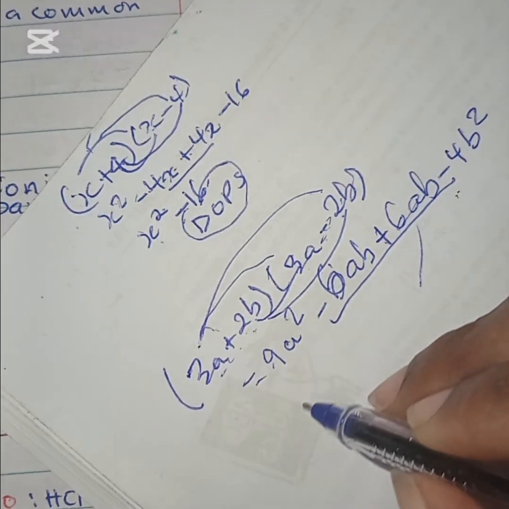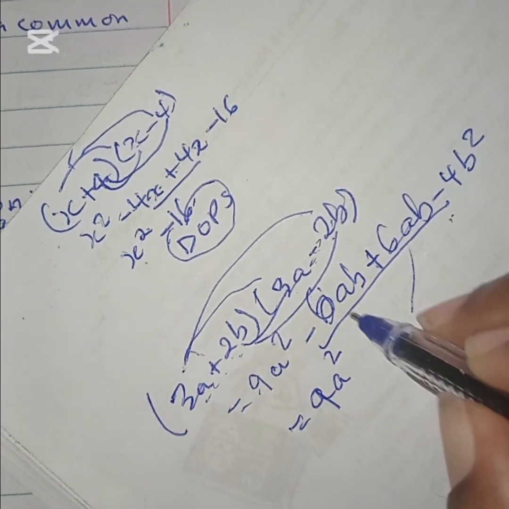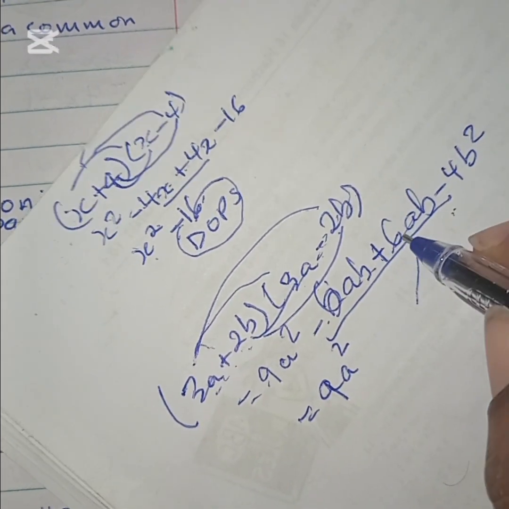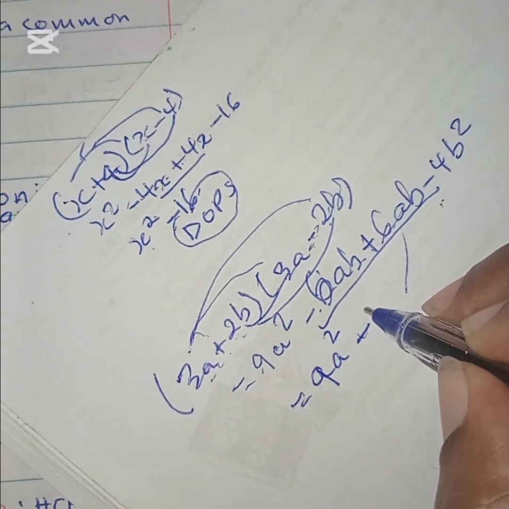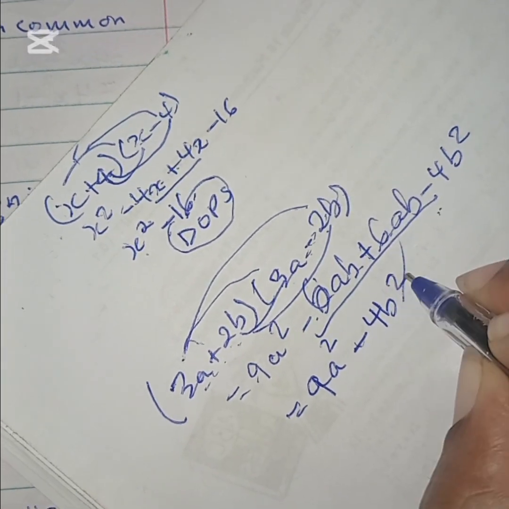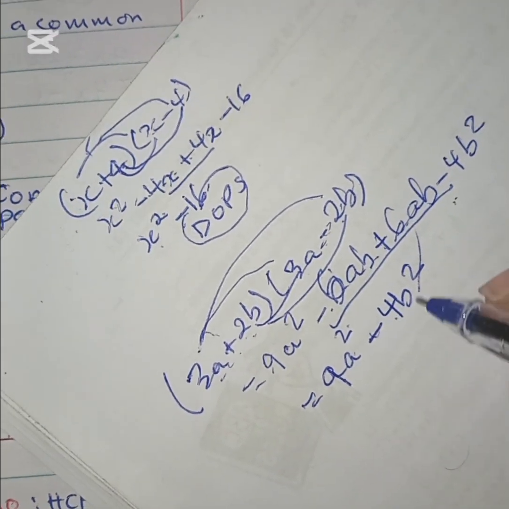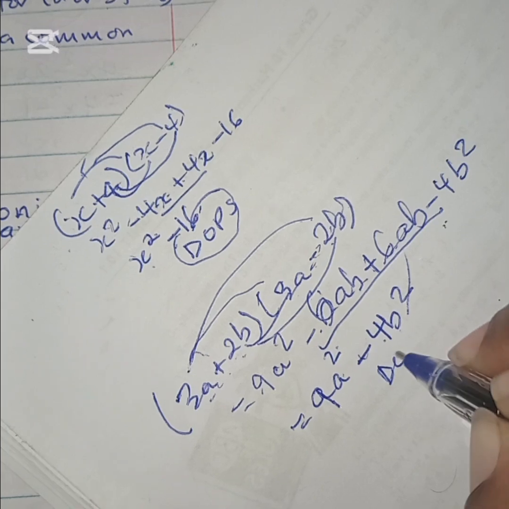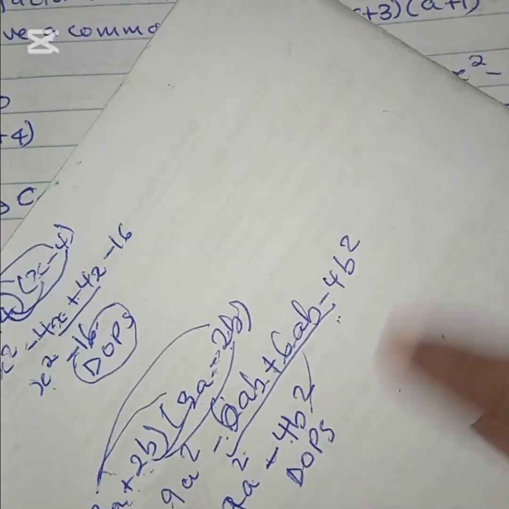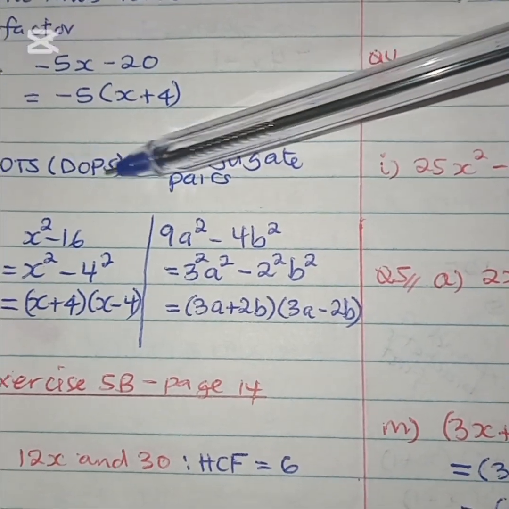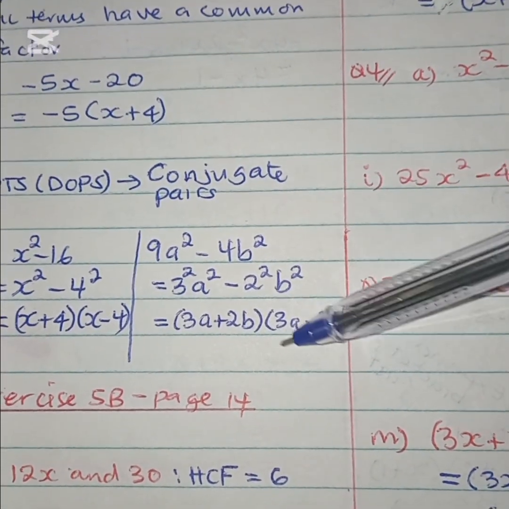Collecting like terms here, we have 9a squared. Negative 6ab plus 6ab is 0. And we are left with 9a squared minus 4b squared. 9 is a square number, a squared is a square. 4 is a square number, b squared is a square number. And this is a difference of perfect squares. This proves when you factorize difference of perfect squares, you will get conjugate pair factors like this.